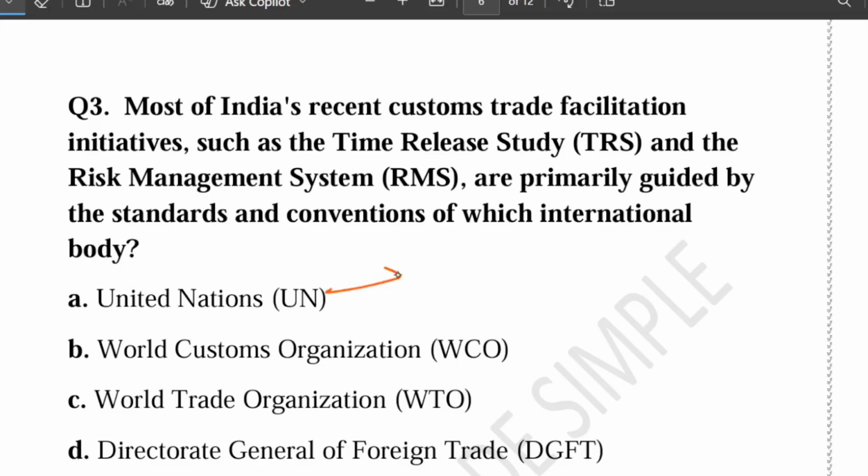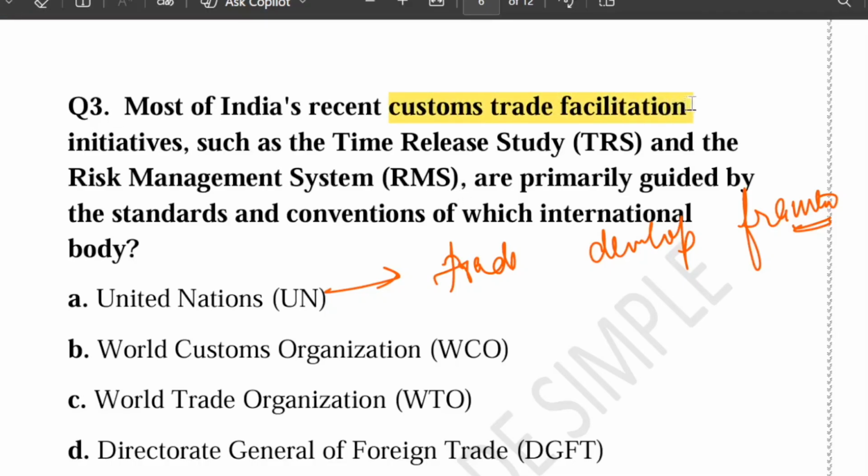Actually, UN gives a broad trade development framework. They don't give customs technical rules. Here we are focusing on customs trade facilitation initiatives, right? So UN does not give customs technical rules. That's why option A is wrong. What about option B? It says World Customs Organization. Exactly, this is the correct answer.